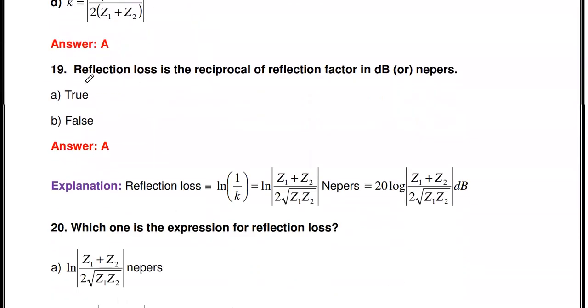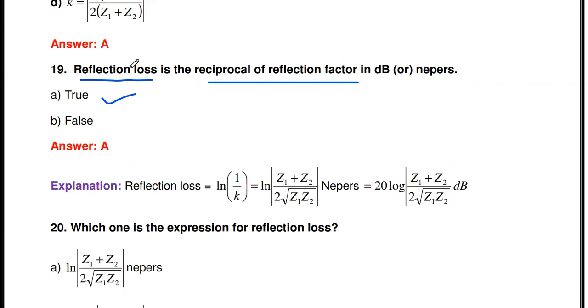Then the next question: reflection loss is the reciprocal of the reflection factor in dB or nepers. True or false? True. Reflection loss is nothing but return loss. You know what is meant by return loss? Return loss is in decibels, 20 log of the reflection coefficient. If you convert the reflection coefficient into dB, we will get the return loss. Similarly, the reflection loss is the reciprocal of the reflection factor, 1 divided by k.